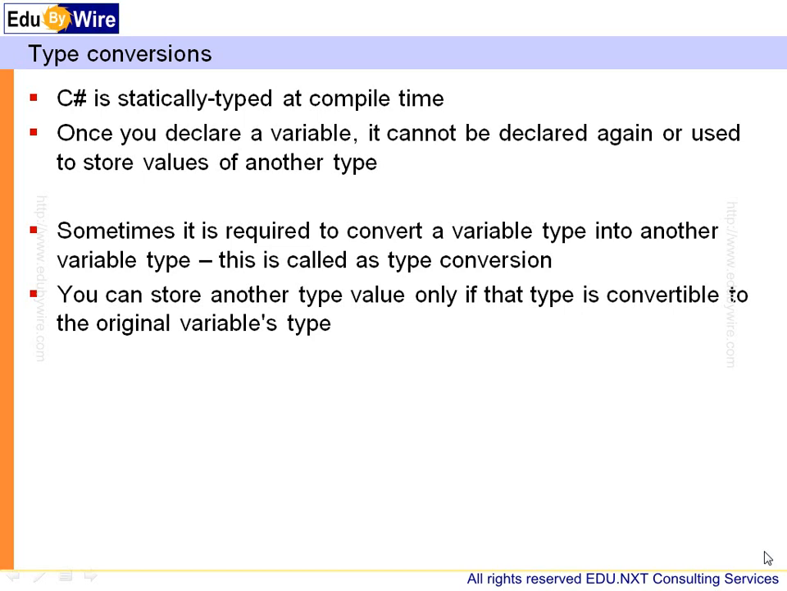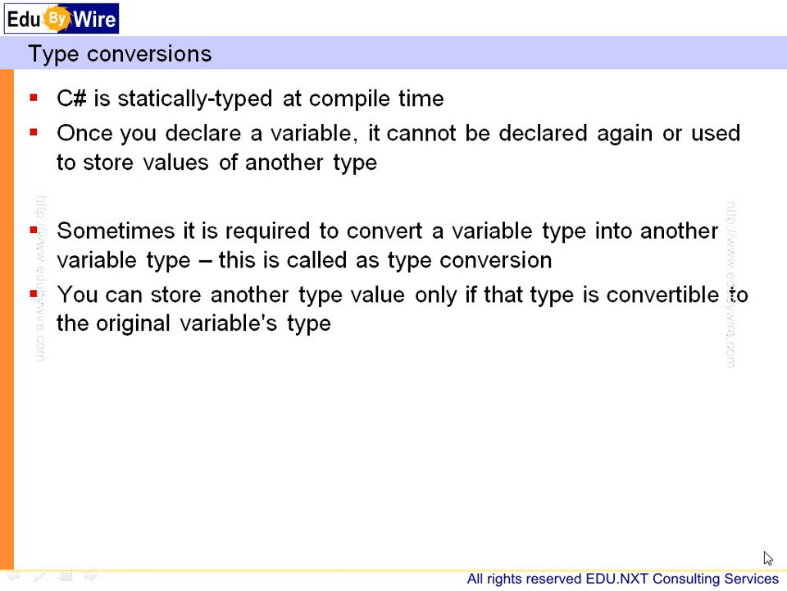Now let us understand the concept of type conversions. C# is statically typed at compile time. In C#, once you declare a variable, it cannot be declared again or used to store values of another type. For example, if you declare a variable I which is of type integer, then you cannot declare the I variable again.